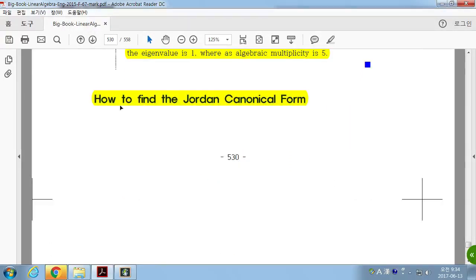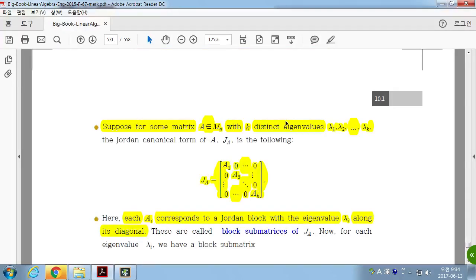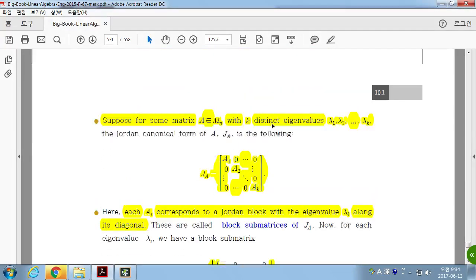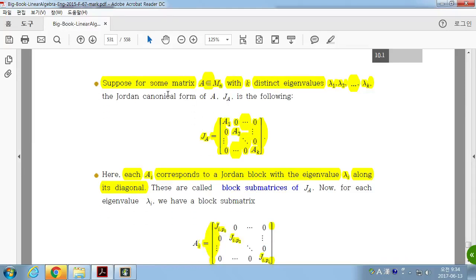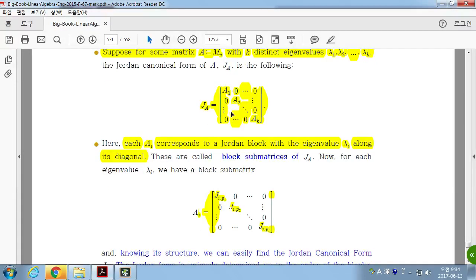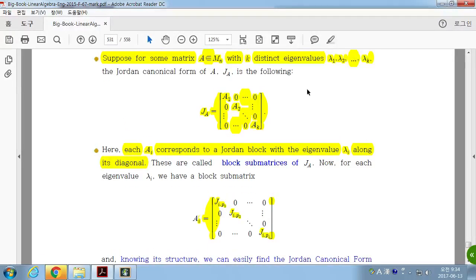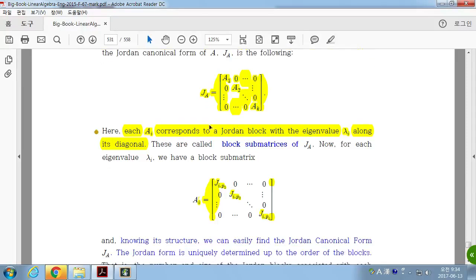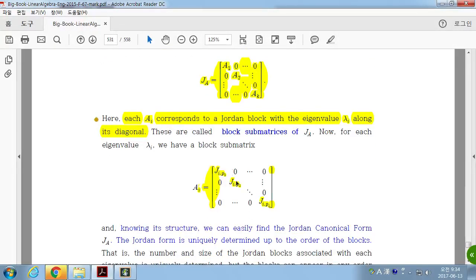The next question is how to find the Jordan canonical form. Suppose we have an n by n matrix A with k distinct eigenvalues, lambda 1 to lambda k. Then we have a block diagonal matrix like this, with k block matrices. For each lambda i, there may be a number of Jordan blocks in it, like this.